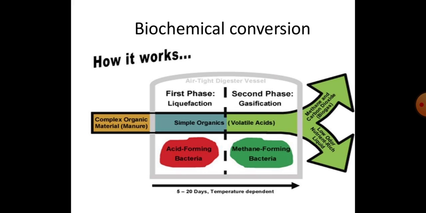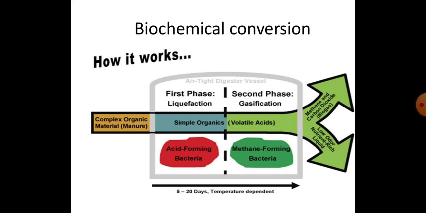As we can see in the diagram, it takes around 5 to 20 days, and it is temperature dependent. At the left we can see a complex organic material, that is manure, which is biomass. In the first phase, a liquefaction process takes place with the help of simple acid forming bacteria. It is closed in an airtight digester vessel. After the first phase of liquefaction, with the help of methane forming bacteria, in the second stage it is converted into the gasification phase. So after liquefying, it is gasified.